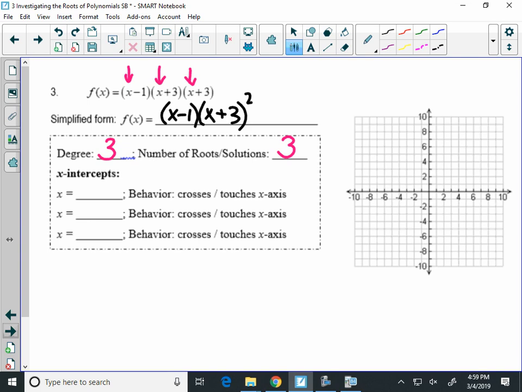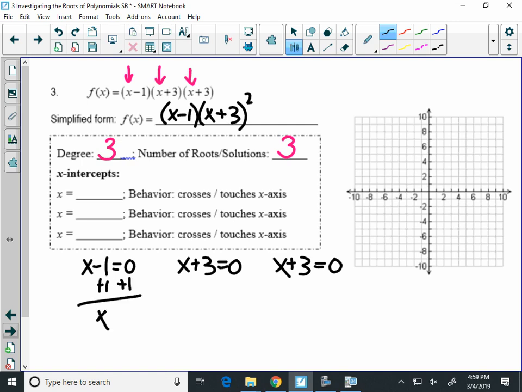Now, let's see if we can find the x-intercepts before we go to our graph. So if I were to use the zero product law, I would set each of these factors equal to 0. I would solve each equation, and I get a solution at x equals 1, x equals negative 3, and x equals negative 3. So those are my x-intercepts.